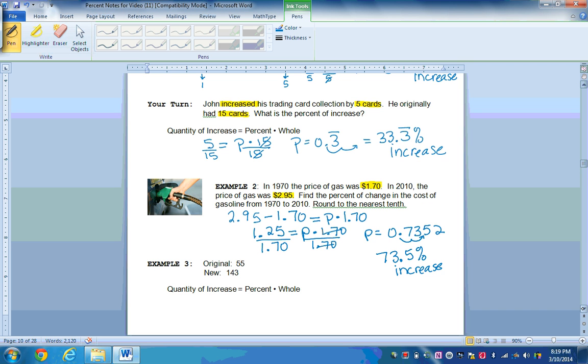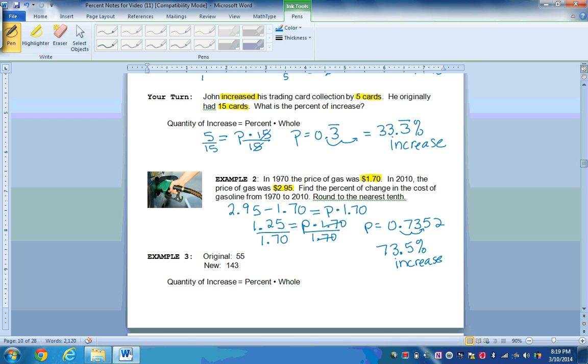All right. Next example here, example 3, it's the same process, just you don't have all the words that go with it. It tells you the starting amount, the original, and it tells you what it ended up at, the new amount. So we still need to subtract to figure out what the difference is. So $143 minus 55 is equal to my percent that I don't know times the whole, my starting amount or the original of 55. Do your subtraction first.